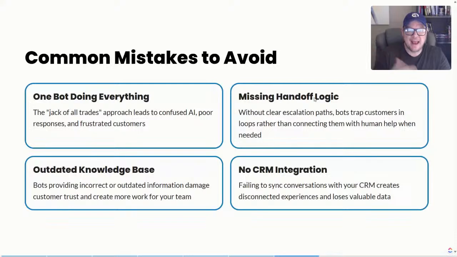Next is going to be missing handoff logic. Without clear escalation paths, bots trap customers in loops rather than connecting them with human help when needed. You always need escape hatches when you're programming your AI.